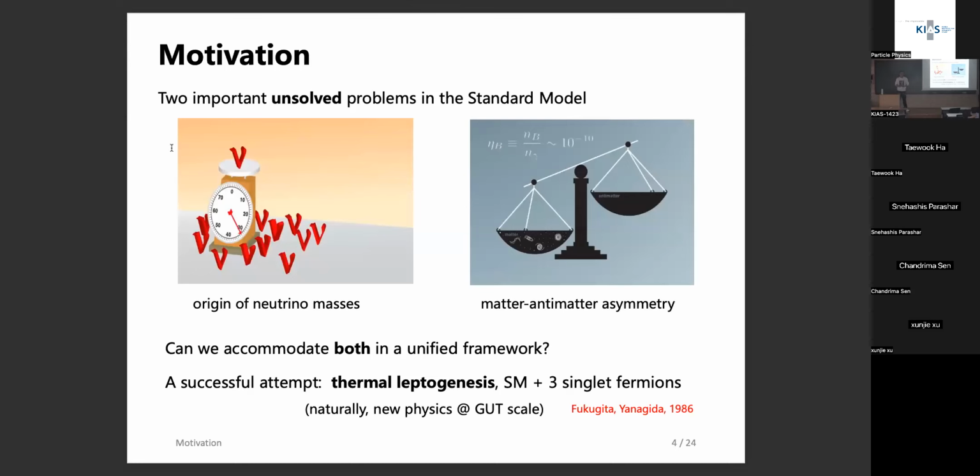The standard model of particle physics is very successful. However, we know there are some important questions that cannot be answered in the framework of the standard model. Two of the most important ones are the origin of neutrino masses and the cosmological matter-antimatter asymmetry. We know in the standard model, there is no explanation for the tiny masses of neutrinos.